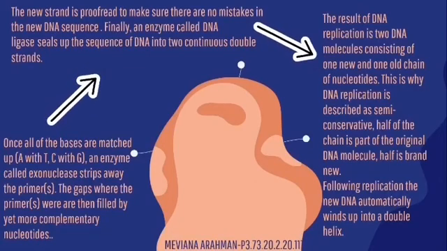The result of DNA replication is two DNA molecules consisting of one new and one old chain of nucleotides. This is why DNA replication is described as semi-conservative. Half of the chain is a part of the original DNA molecule. Half is brand new. Following replication, the new DNA automatically winds up into a double helix.